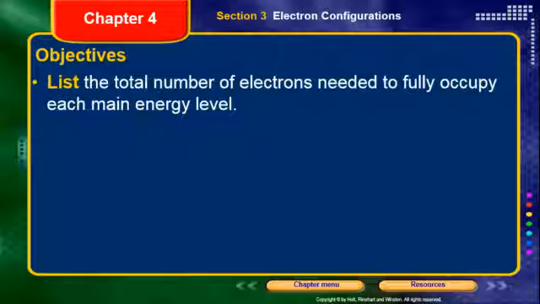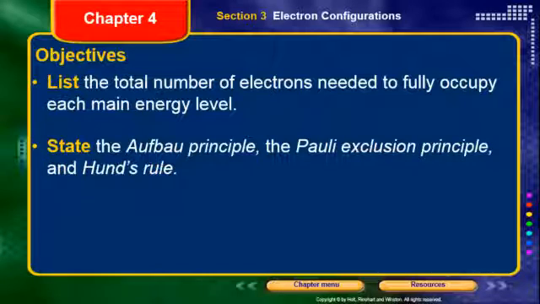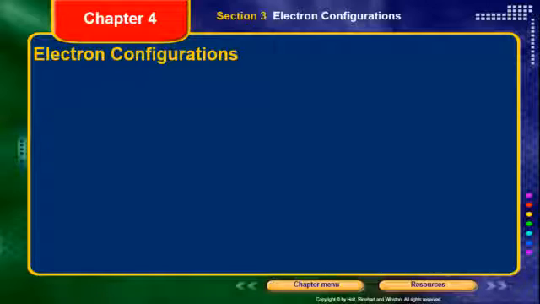I also want you to be able to state the Aufbau Principle, the Pauli Exclusion Principle, and Hund's Rule. And we'll cover this third objective next lecture. Let's get started with electron configurations.